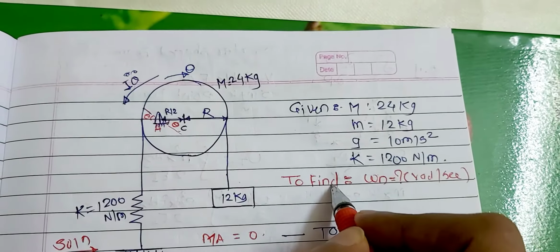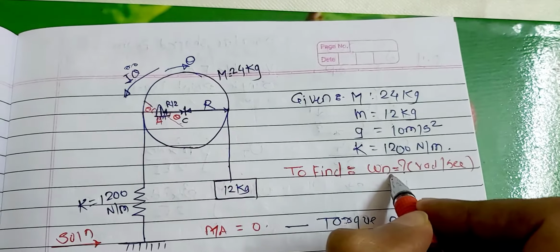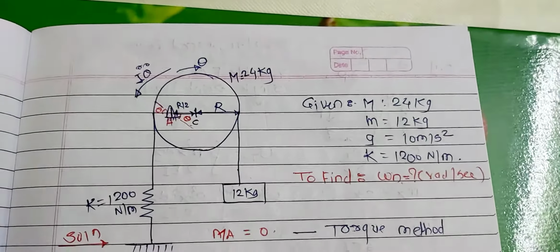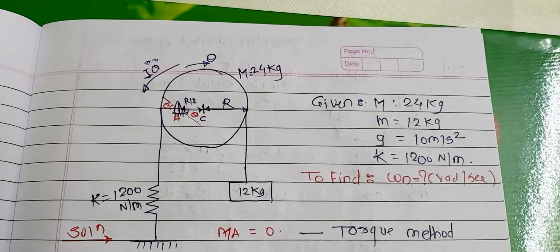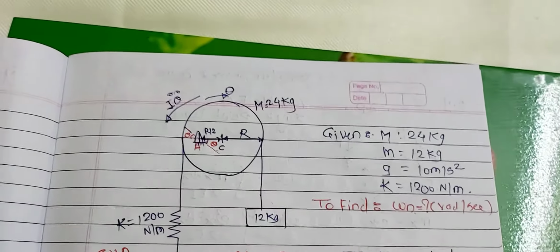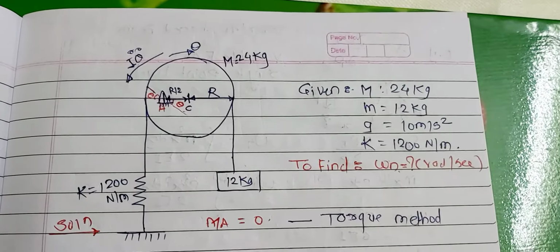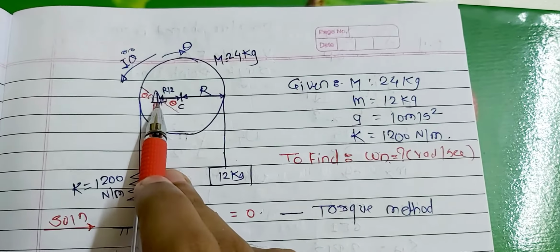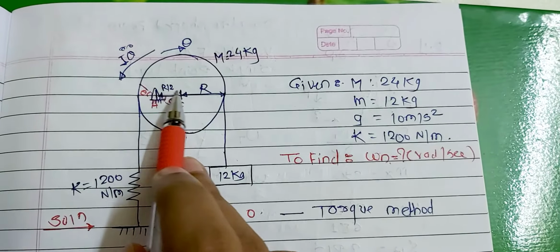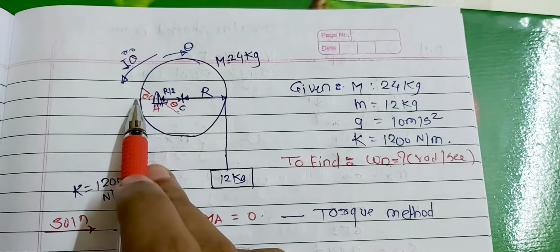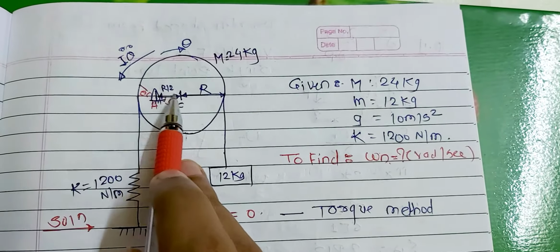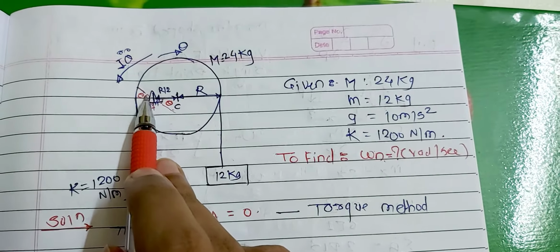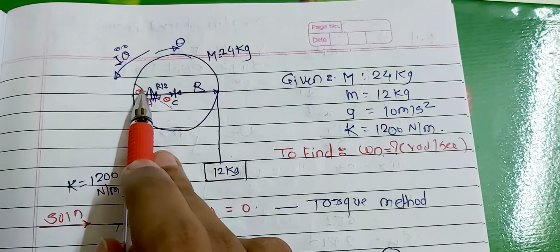Okay, then what to find out? We have to find out the natural frequency of the system in radians per second. So basically, in the torque method, we have to give some kind of deflection to the system, and then we can find out the natural frequency. In this system, the hinge point is given at R by 2 from the center point C. So this distance is also R by 2, and this distance is R. Let's see that some kind of angular deflection theta is given over here.